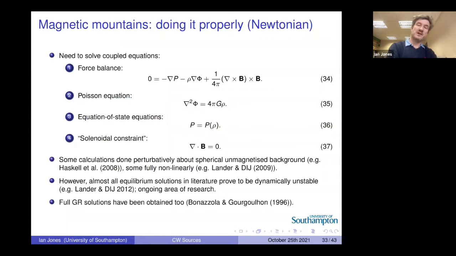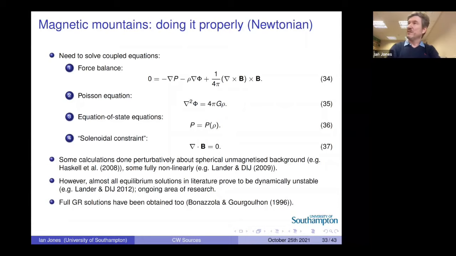Again, let me just give you one slide on how, in principle, one would do this calculation more carefully. Equation 34 is, again, Newton's second law with no acceleration. We've got pressure forces, we've got gravity forces in the second term, and then we've got these, as I say, Lorentz forces, J cross B, where J is the current density, or curl B cross B terms. So this is the deforming force, this last term, the magnetic force. You couple that again to Poisson's equation for the gravitational field, you have an equation of state, and the solenoidal constraint that the divergence of the magnetic field is 0. So that's a well-defined problem that you can go away and try and solve, and people have done that.